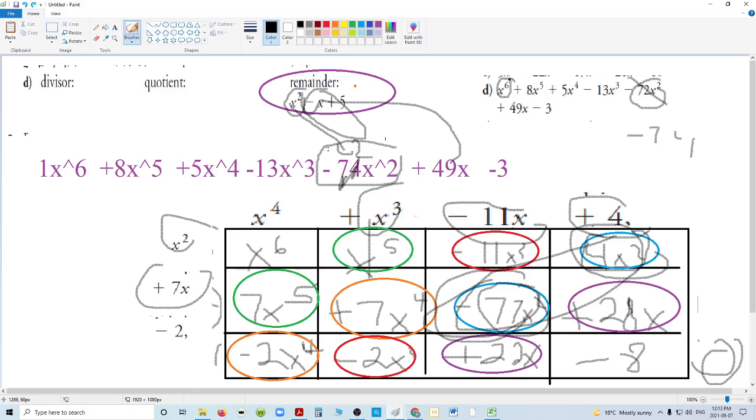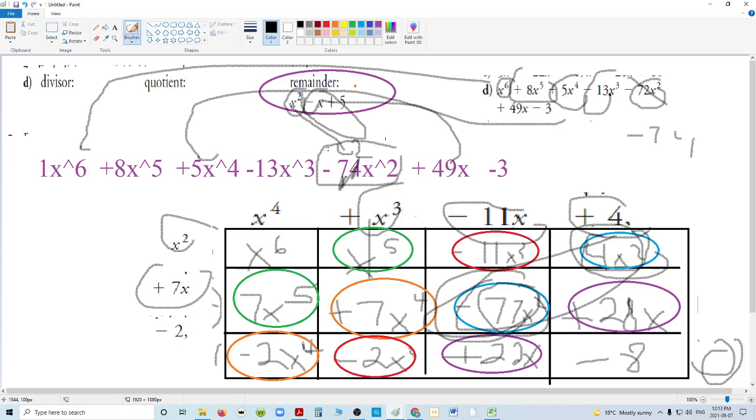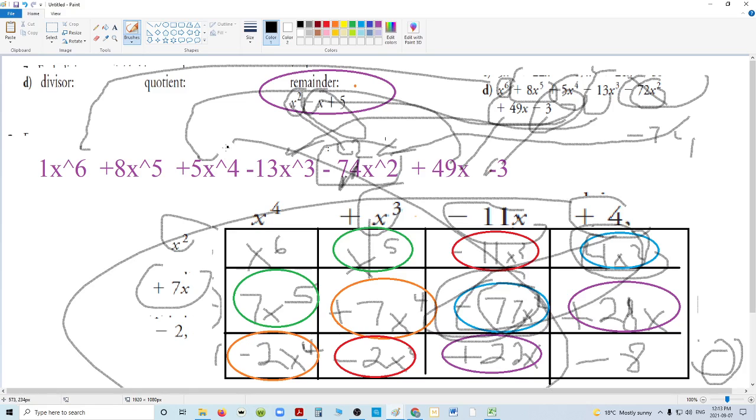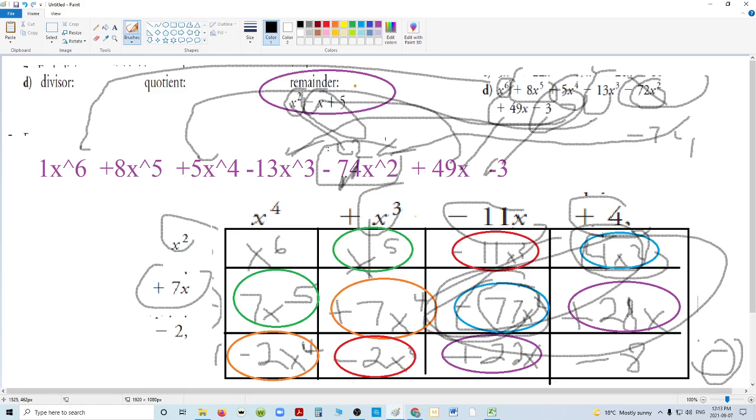So there we go. There's the x to the 6. There's plus x to the 5. There's plus 5x to the 4. There's minus 13x cubed. This was the only arithmetic mistake I made, which is too bad. Then there's plus 49x and minus 3. So this works, just it doesn't help if you add in the wrong direction or get confused by the remainder.